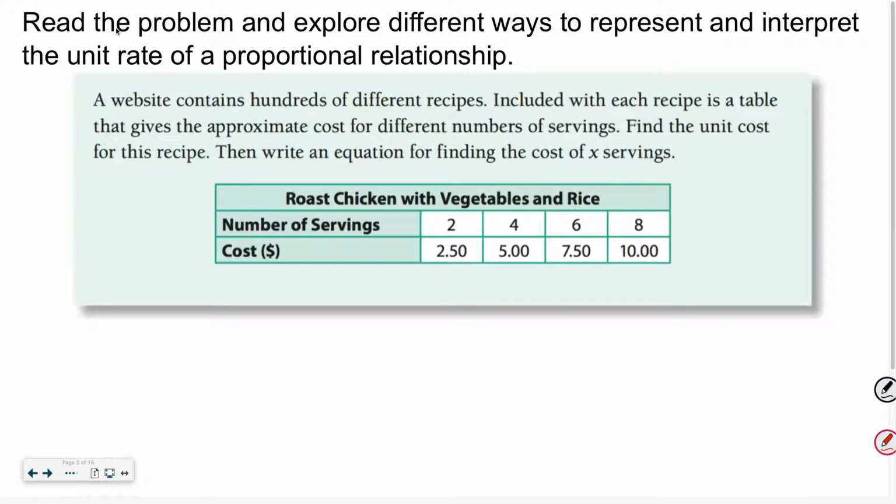proportional relationship. The problem says a website contains hundreds of different recipes included, with each recipe is a table that gives the approximate cost for different numbers of servings. Find the unit cost for this recipe, then write an equation for finding the cost of X servings.